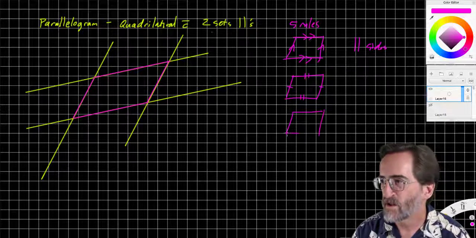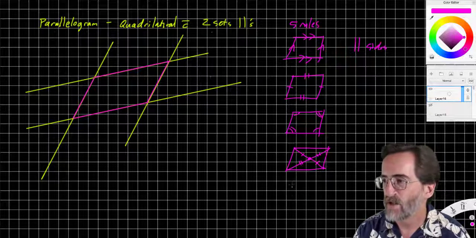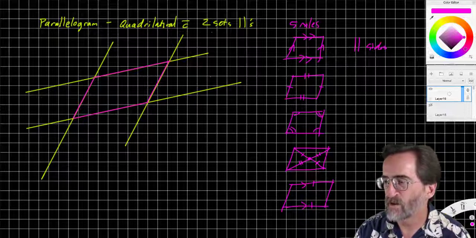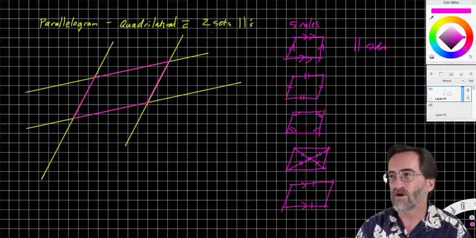Parallelograms have opposite angles that are congruent. These angles are congruent. These angles are congruent. Parallelograms have diagonals that bisect each other. They split each other in half, or they share a common midpoint. And parallelograms have one pair of sides that are both parallel and congruent.